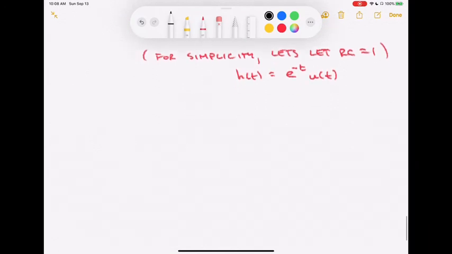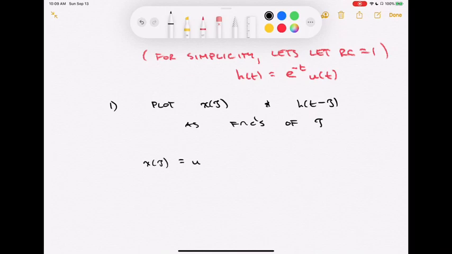So step one. Let's go ahead and think of step one. We want to plot x of tau, which is one of the arguments of the integral, and h of t minus tau as functions of tau. Well, I think the first one is pretty straightforward. We know what x was. x was just the unit step.